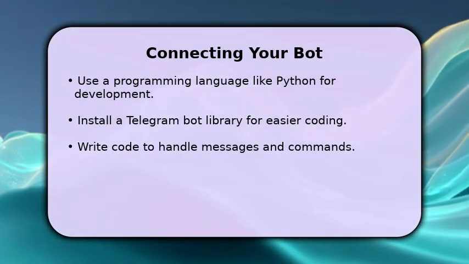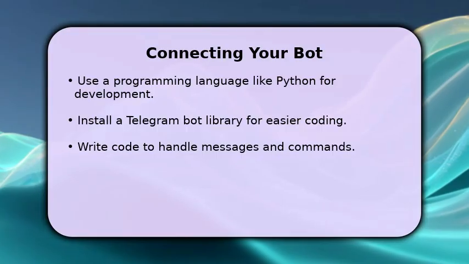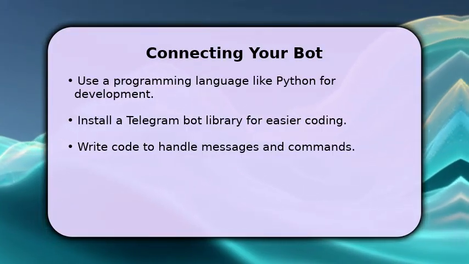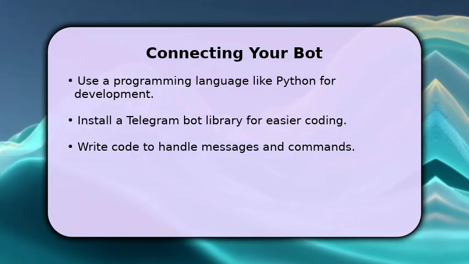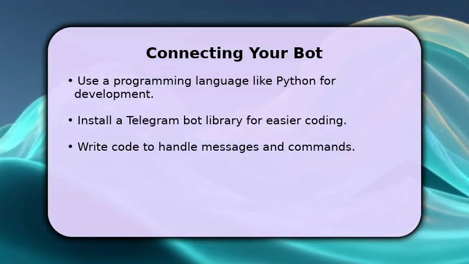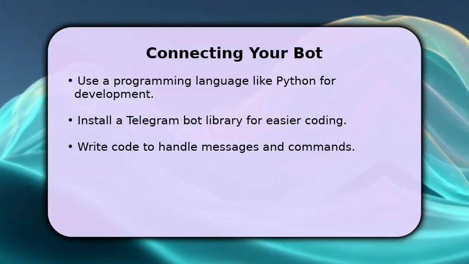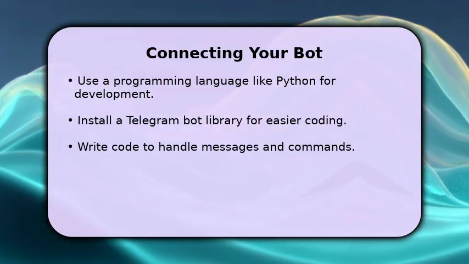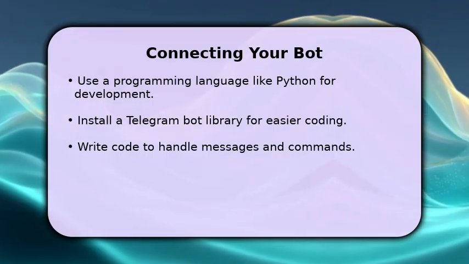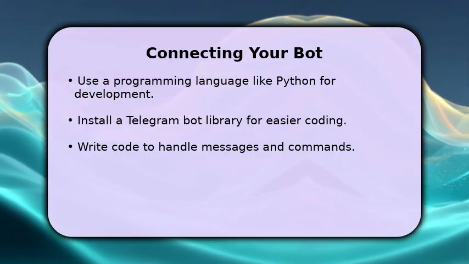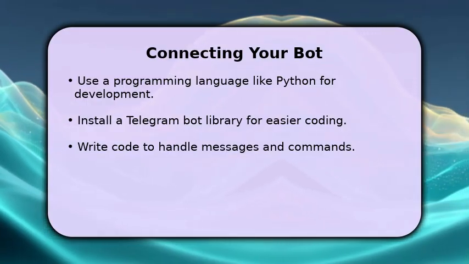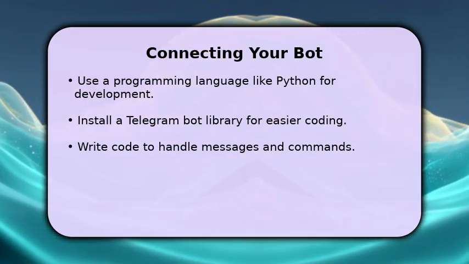With your bot token in hand, the next step is to connect it to your chosen programming environment. Many developers use Python due to its simplicity and robust libraries. You'll install a Telegram bot library, which simplifies interaction with the API. Then, you'll write code to define how your bot responds to user messages and specific commands, bringing your bot to life.